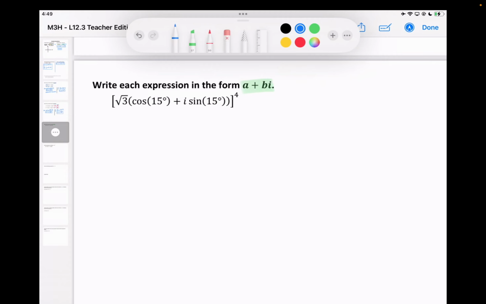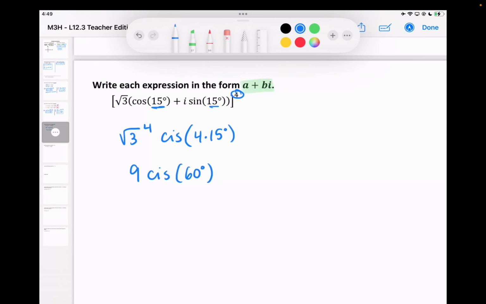So what I'm going to do is take the square root of 3 and raise it to the 4th power. And then this rule says that you're going to multiply your angle by 4. So 4 times 15 degrees. The square root of 3 raised to the 4th power is 9. And then 4 times 15 degrees is 60 degrees.